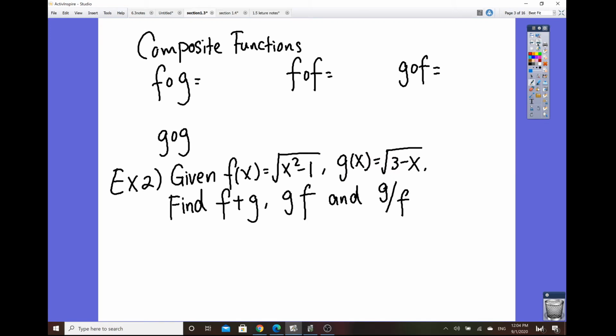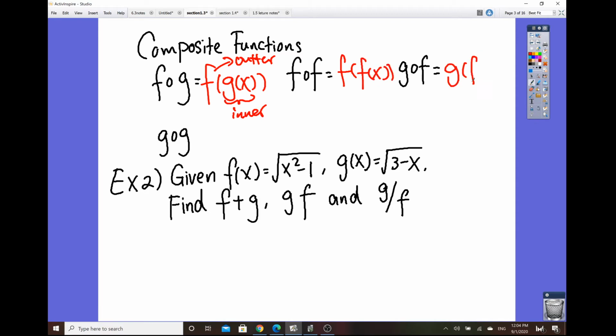Okay, so composition functions. So f∘g means it's considered f of g of x. So g of x is considered the inner function, and whatever result we have for g of x, we put it into f of x. So f here would be considered the outer function. And then f∘f means it's f of f of x. And then g∘f means it's g of f of x. And then for g∘g, that means it's g of g of x.